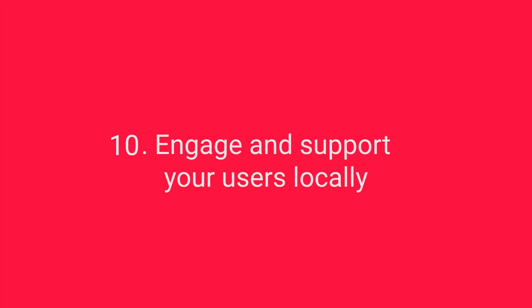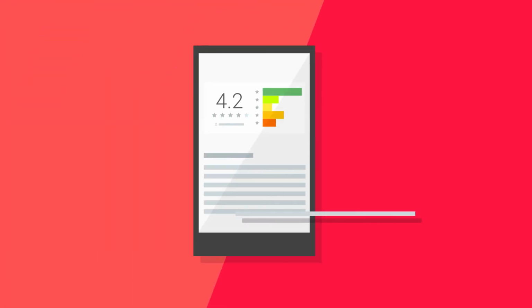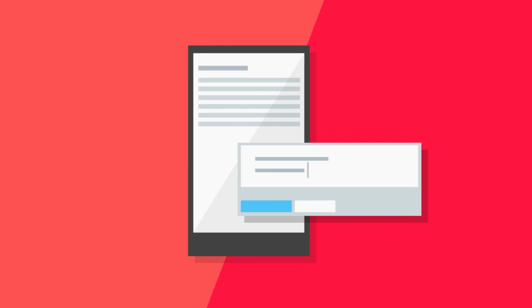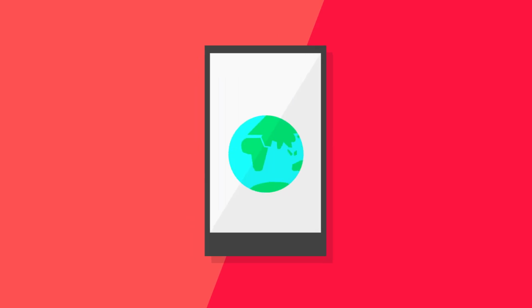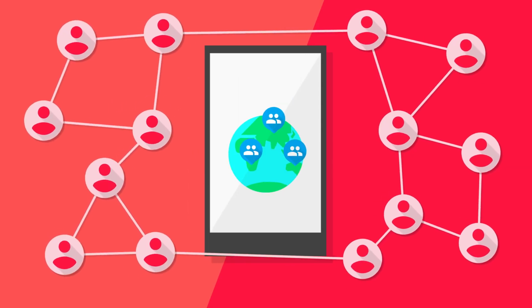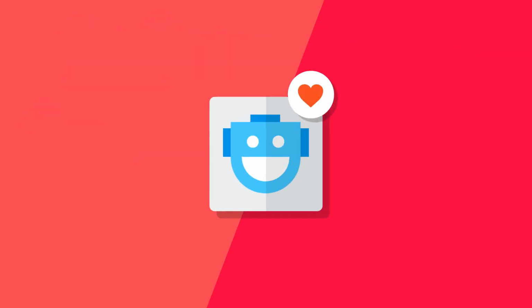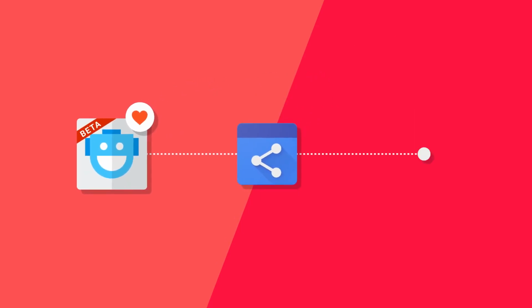Engage and support your users locally. Don't leave your users to work things out for themselves. Start by reading and responding to app reviews. Then go local by creating user groups for countries or languages through social media channels. Build a core of power users and encourage them with involvement in beta tests and update plans. And look for ways to help them share their findings by offering them access to your support team or developers.